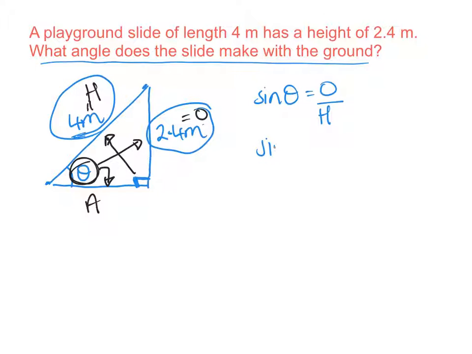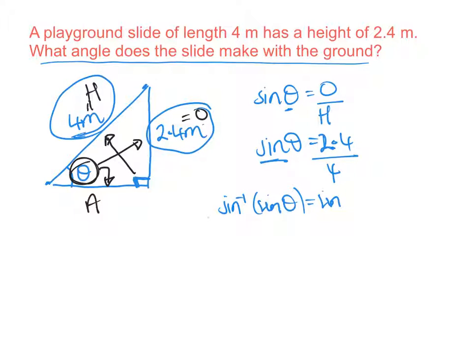Now when we plug in all the things we know in place of the reference angle, well, we don't know that yet, so we'll just leave it as theta. The opposite is 2.4 and the hypotenuse is 4. Now I need to get rid of the sine, so the opposite of sine is inverse sine. I'll do that to both sides. I'll make each side take the inverse of it. Now when I do that, inverse sine and sine are opposites and cancel out, and just leave theta.